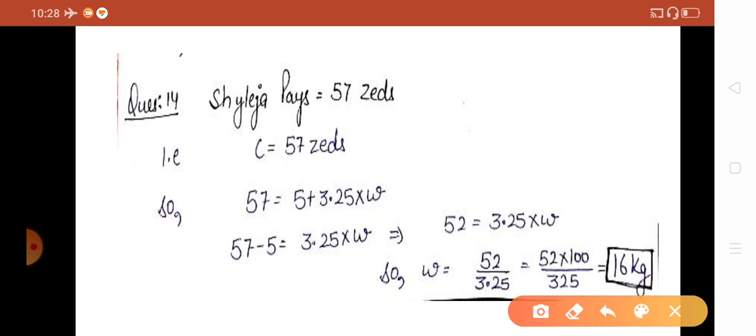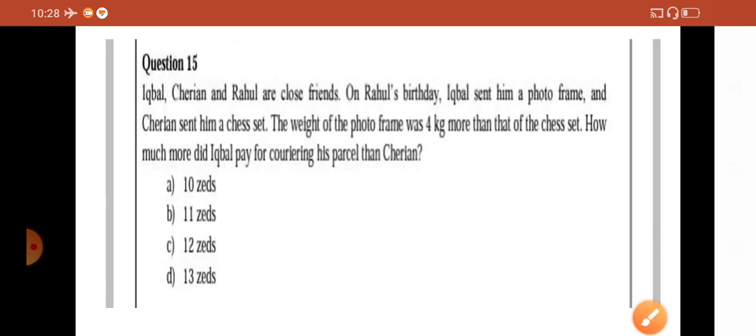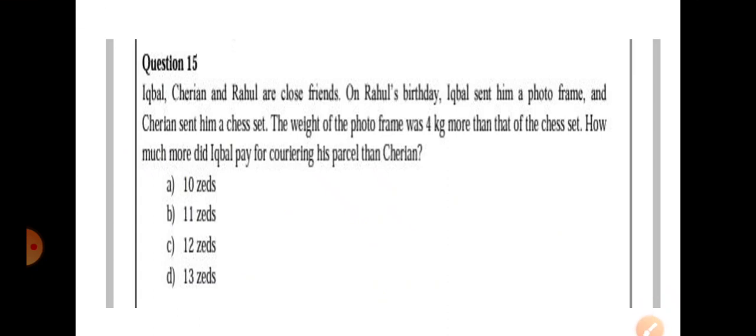We will put the value 57. We will take 5 to the left hand side, that is 57 minus 5, 52. Then we will divide 52 by 3.25. After that we will get the value of W. Clear? Last question, question 15.